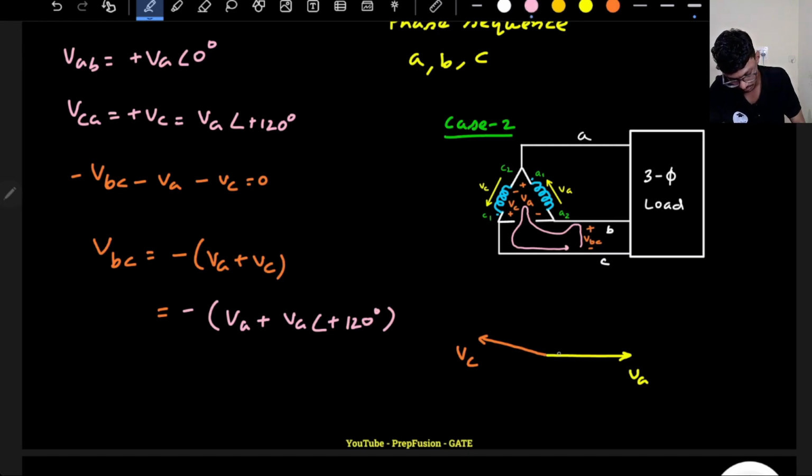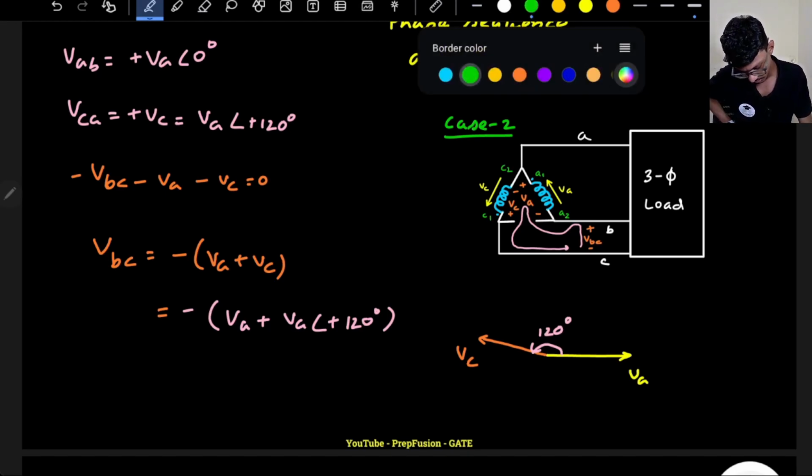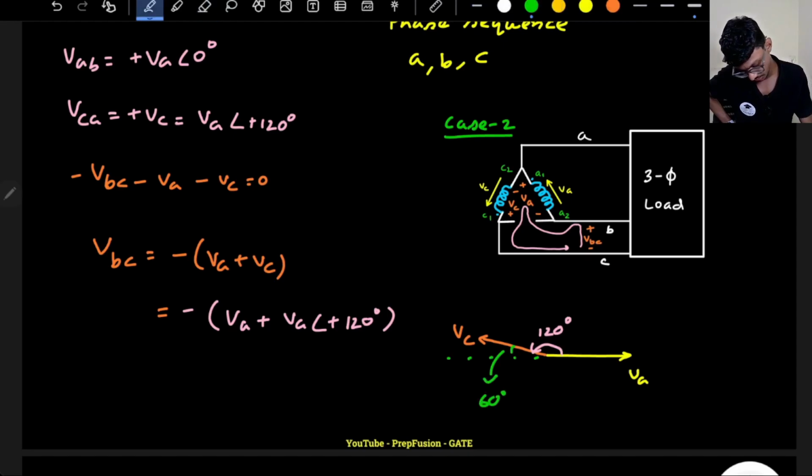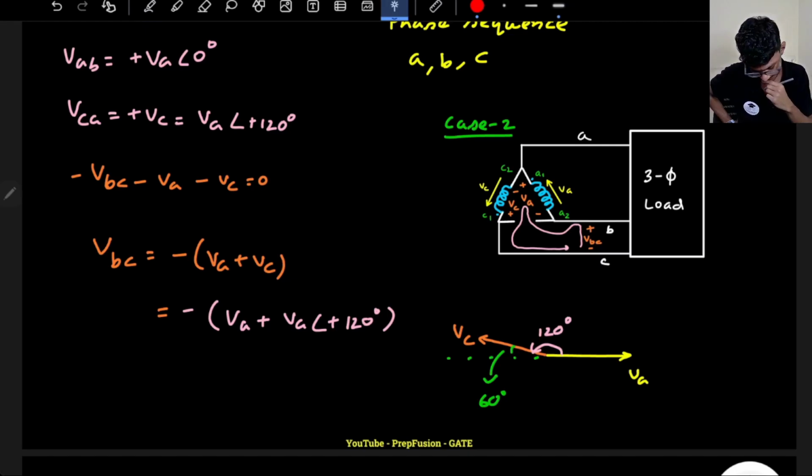Okay, so basically, this angle is how much? This angle is 60 degrees, right? So it will be VC cos 60 and then VC sin 60. So VC cos 60 is, I guess, half only.